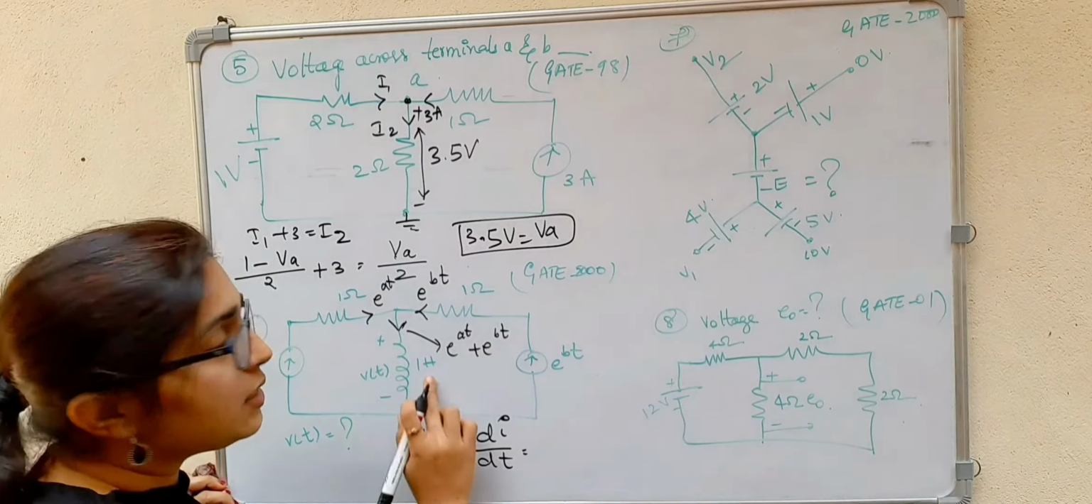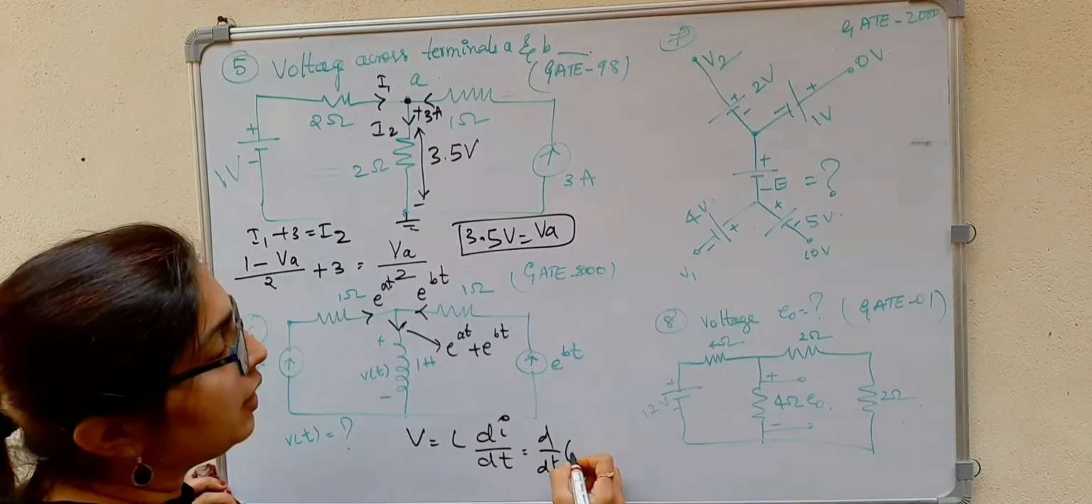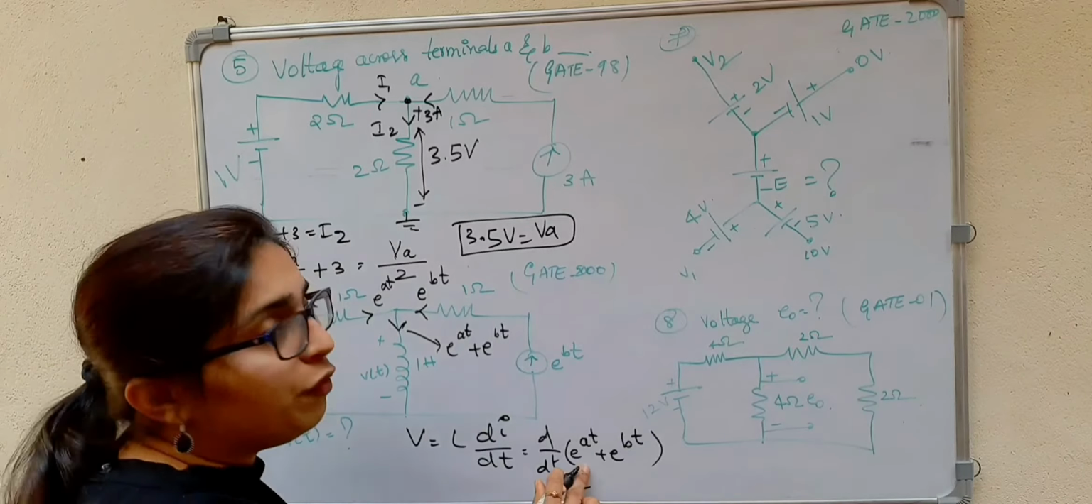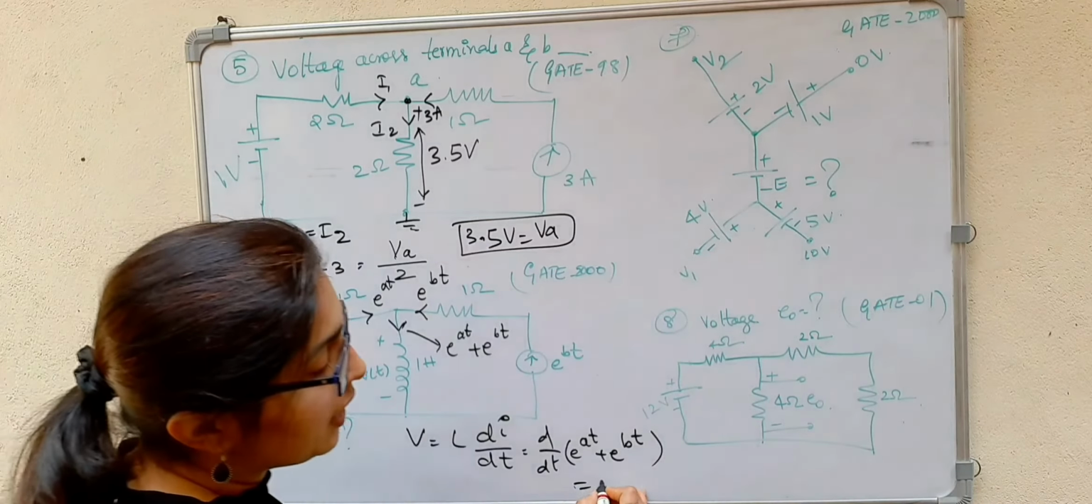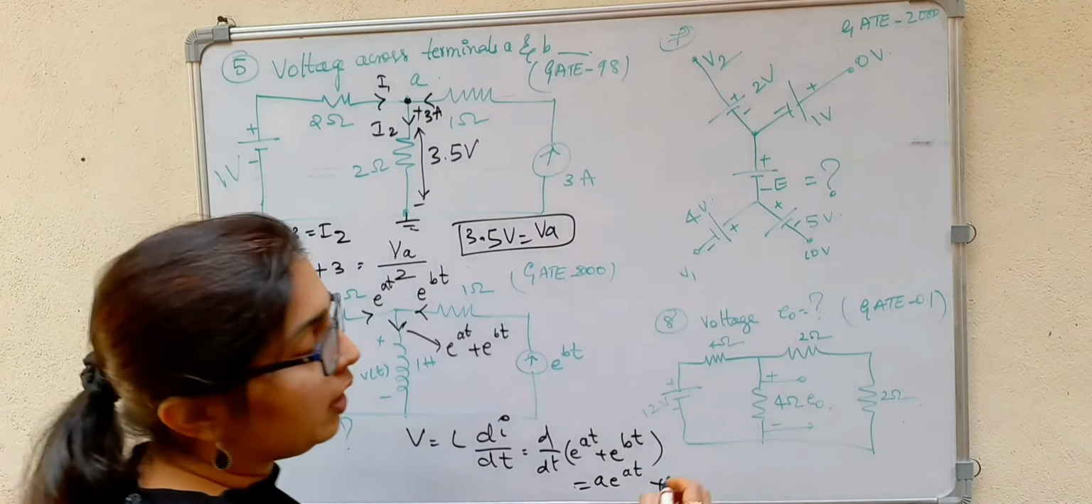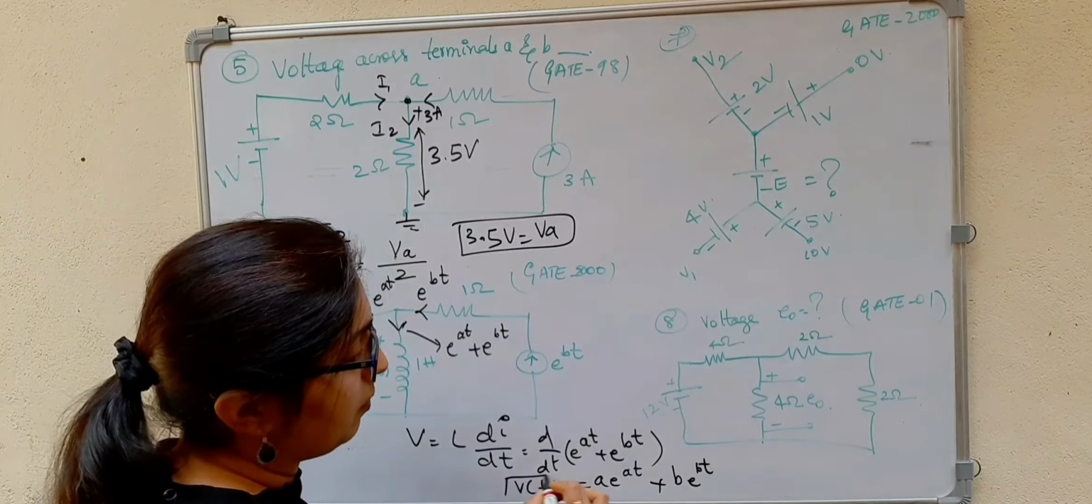So L is 1 Henry here. d by dt into i, nothing but e to the power of AT plus e to the power BT. So differentiation of e to the power of AT is A e to the power of AT. Differentiation of e to the power of BT is B e to the power BT. This is your V of t.